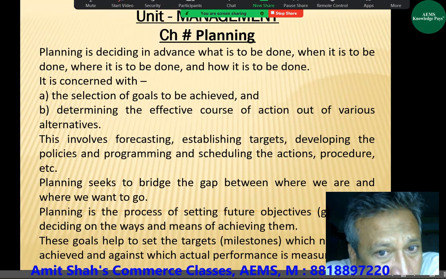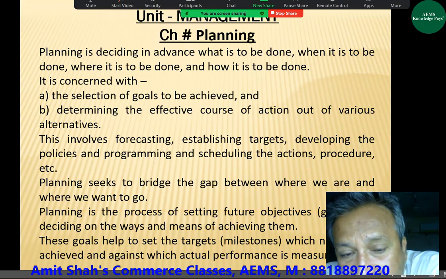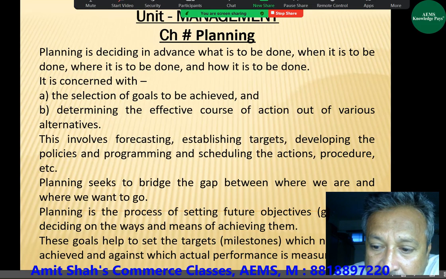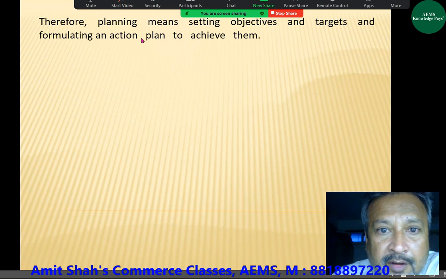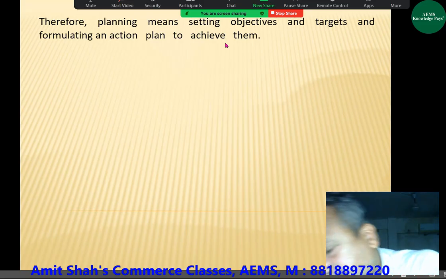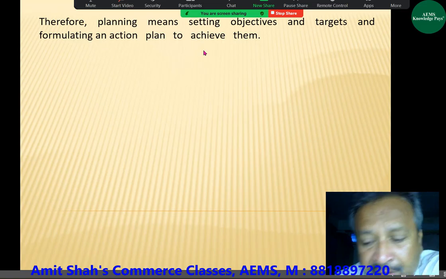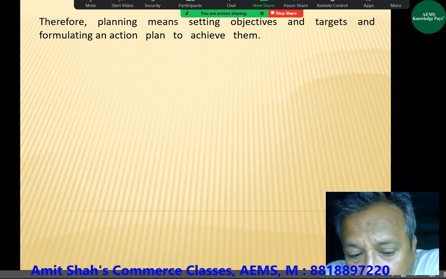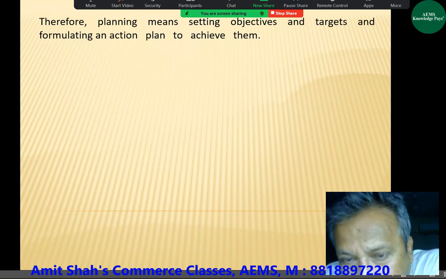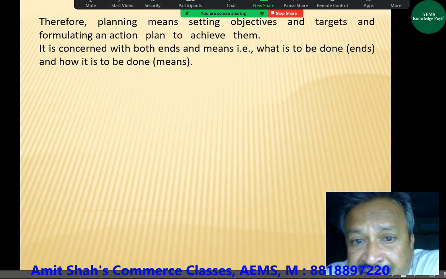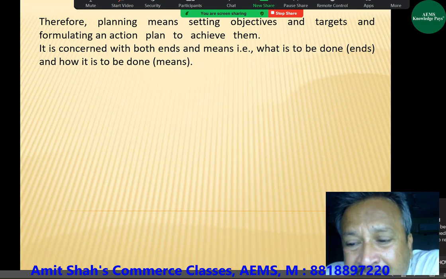Right, guys? So I hope you have understood what exactly is done in planning. We have to see many more things in planning. First, you note down this. Therefore, planning means setting objectives and targets and formulating an action plan to achieve them. Right? This we have already discussed, guys, that we first set the objective and then we make an action plan. And for this, we keep various alternative courses of action in front of us. We evaluate them, and then finally we choose the best one. It is concerned with both ends and means. Ends means where you want to reach, and means how you will reach there.